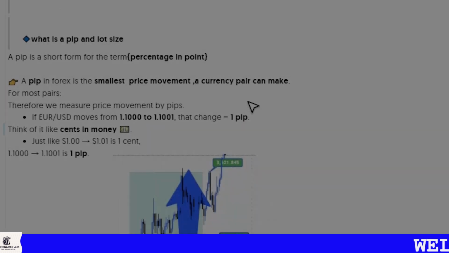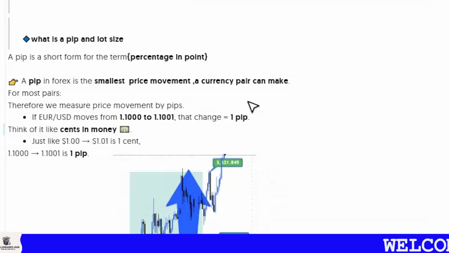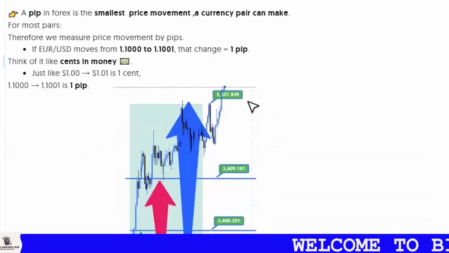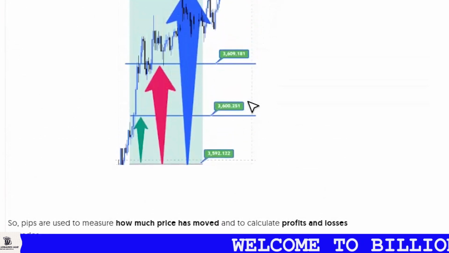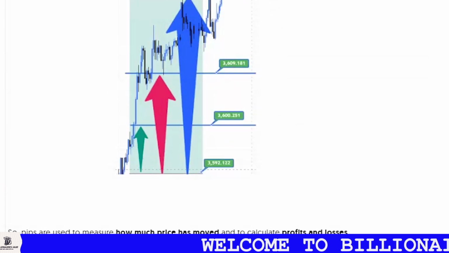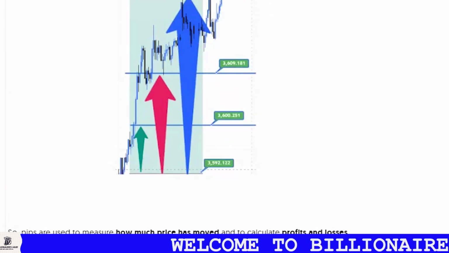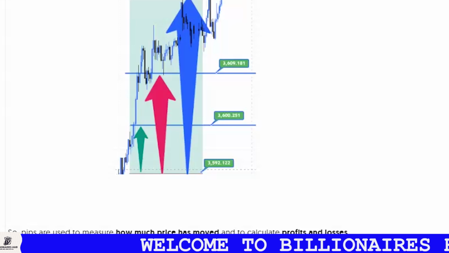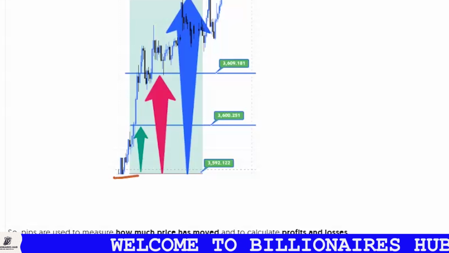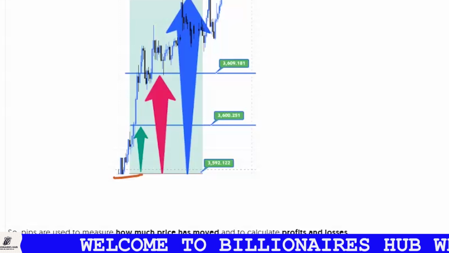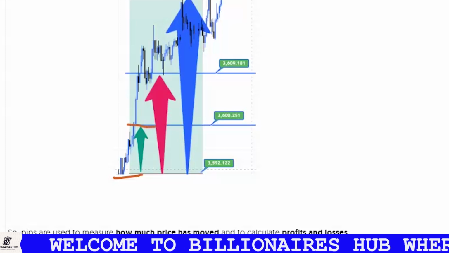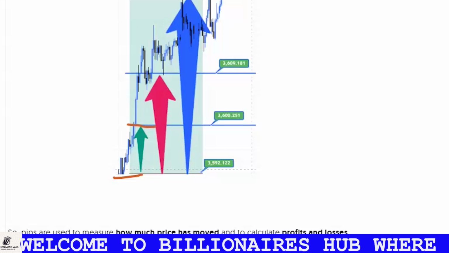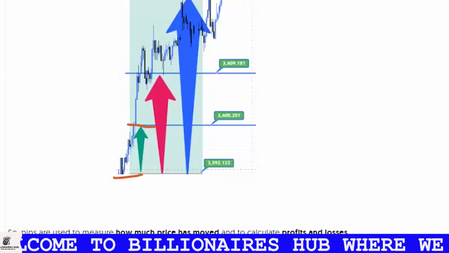So, what is a pip? A pip is a short form for the term percentage in price, and it measures the price movement of a currency. So, therefore, a pip is the price difference. Let me give you an example of this pair here, and I've indicated the chart. Let's say, for instance, in a certain day, this pair moved from this price, that is 35.92 to 36.00. I'll say pip is the price difference, or rather is a measurement of price movement of a currency.